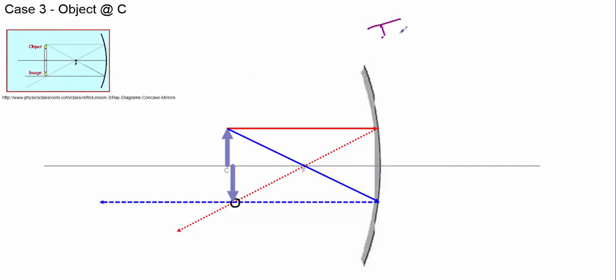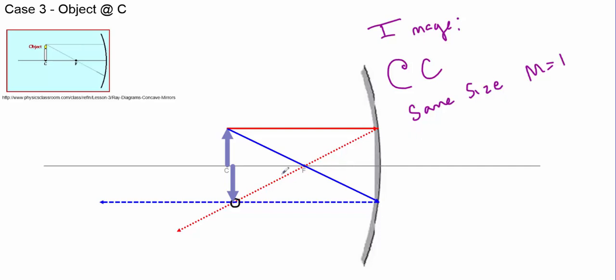And you will see that the image is also at C. It turns out it's the same size, so there will be no change to its magnification. It'll have a magnification of 1. It is inverted, and as a result of it being inverted, and being located in front of the mirror, it is real. Okay, so that's it for case 3.